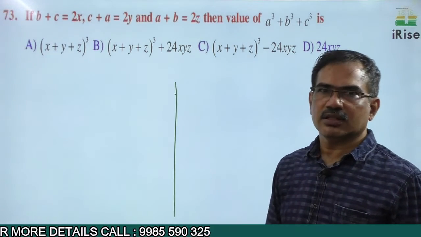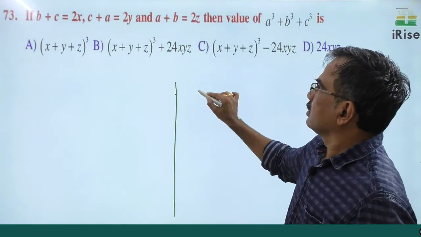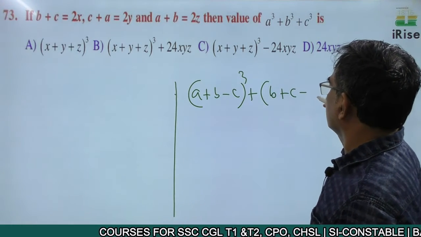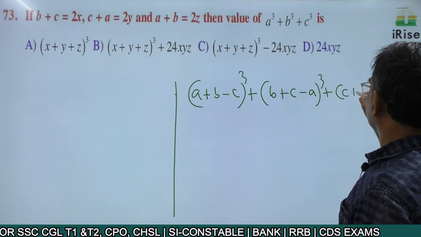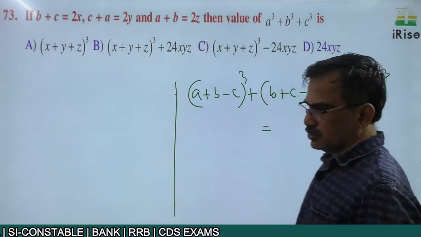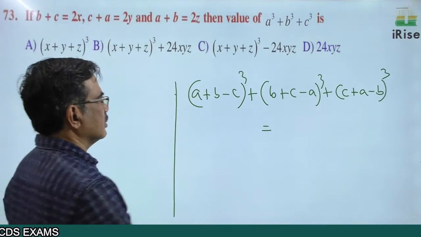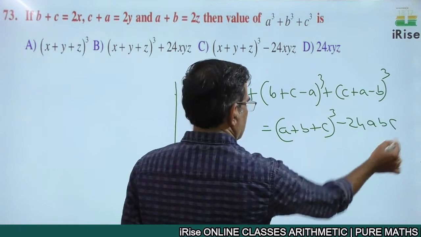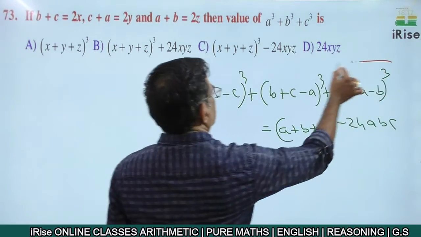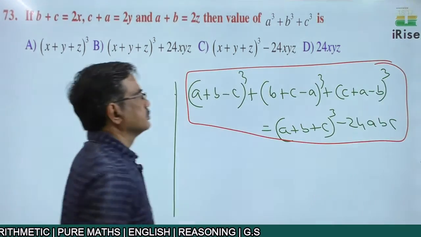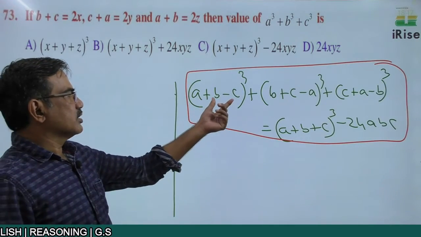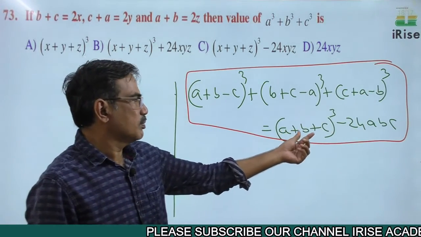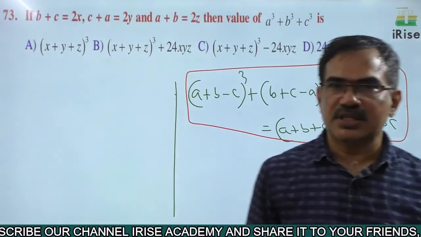This formula is already given in theory. (a plus b minus c) whole cube plus (b plus c minus a) whole cube plus (c plus a minus b) whole cube is always equal to, the formula for this is (a plus b plus c) whole cube minus 24abc. This is the formula.